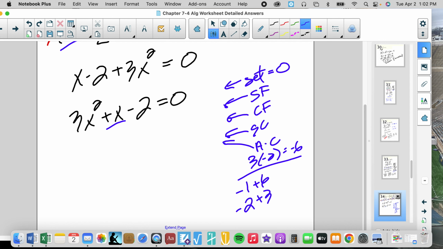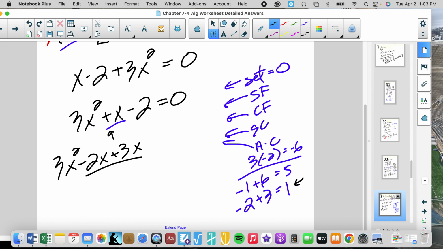I need more positives than negatives. This gives me 1. This is my middle term, 1. So I'm going to take 3x squared. I'm going to change positive x to negative 2x plus 3x. You see that if I simplified that, that produces that. Minus 2 equals 0. And now I'm going to factor by grouping.